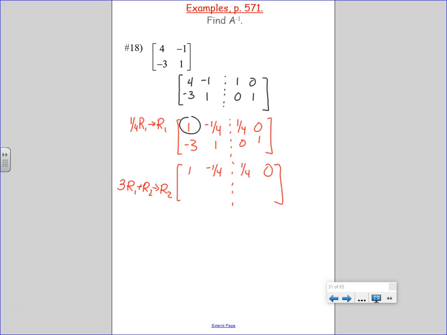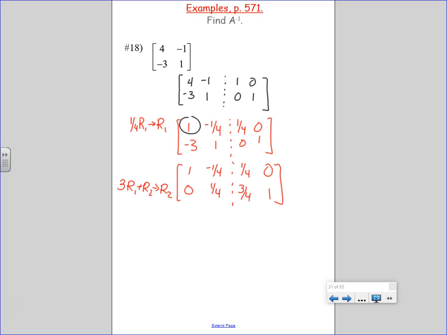3 times 1, 3 times 1 minus 3 is 0. 3 times negative 1/4, negative 3/4 plus 1 is positive 1/4. Going to the third entry, the third column, 3 times 1/4 is 3/4 plus 0. And 3 times 0 is 0 plus 1. Is 1.